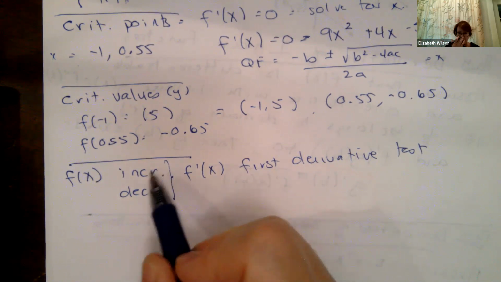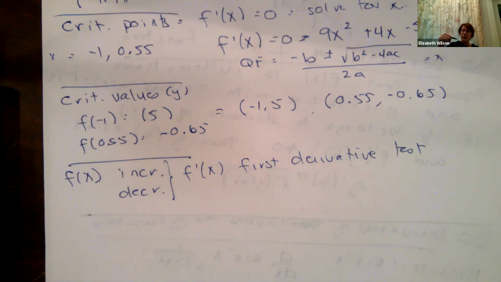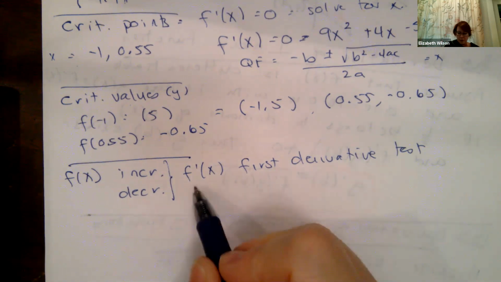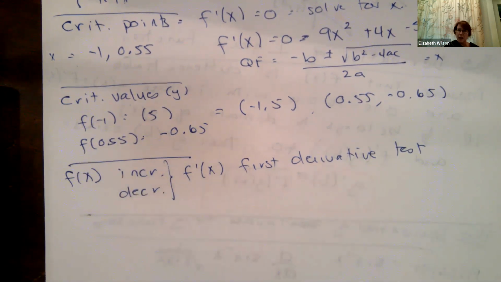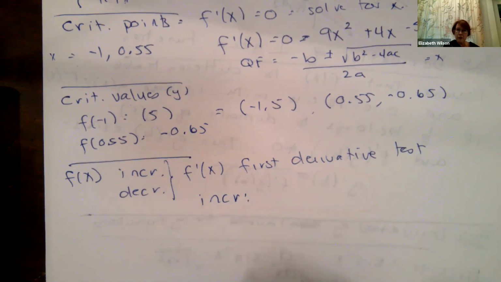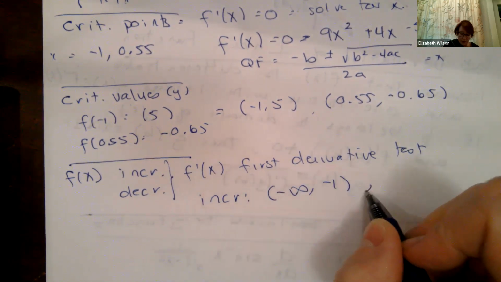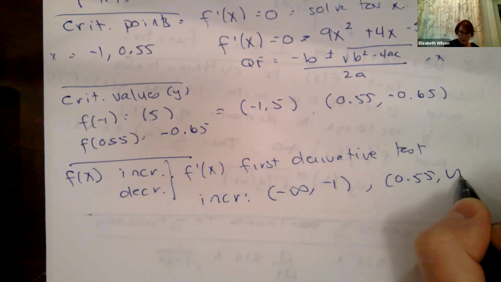I could also do my second derivative test and identify min and max, and then from how I know that I have a min or a max, if it's a minimum, then I'm decreasing and then increasing. So you have to interpolate. First derivative test is going to tell you exactly where things are increasing or decreasing. These are intervals of x values. So my increasing x intervals, and these include my critical points, right? So this is where they're increasing: minus infinity to -1 and 0.55 to positive infinity.